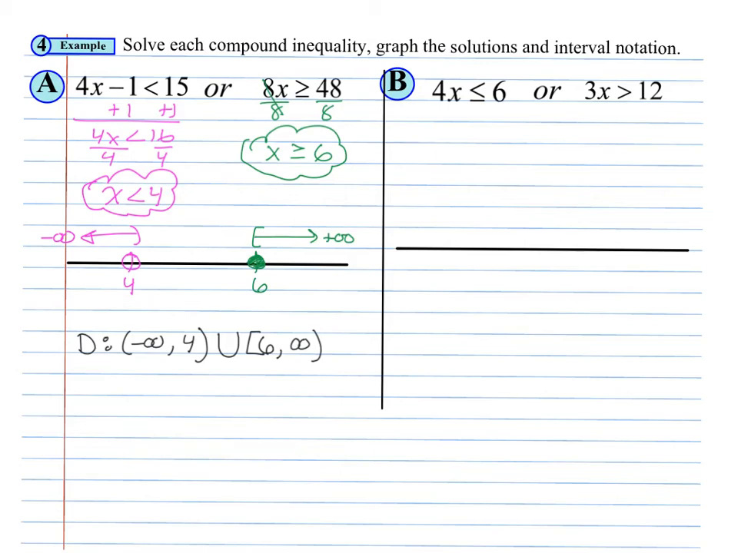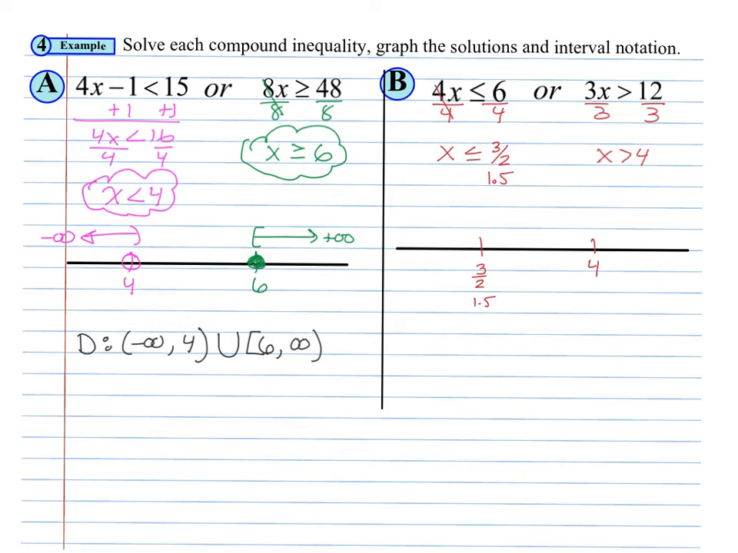Now, for B, same concept. We're going to divide both sides by 4, just like we've been doing, simple solving for x. And you're going to get 3/2 if you reduce it, or you could get 1.5, either or, for your answer. And for your other one, you divide both sides by 3, and you're going to get x is greater than 4. We know that 3/2 or 1.5 is smaller, so that goes on the left, 4 goes on the right.